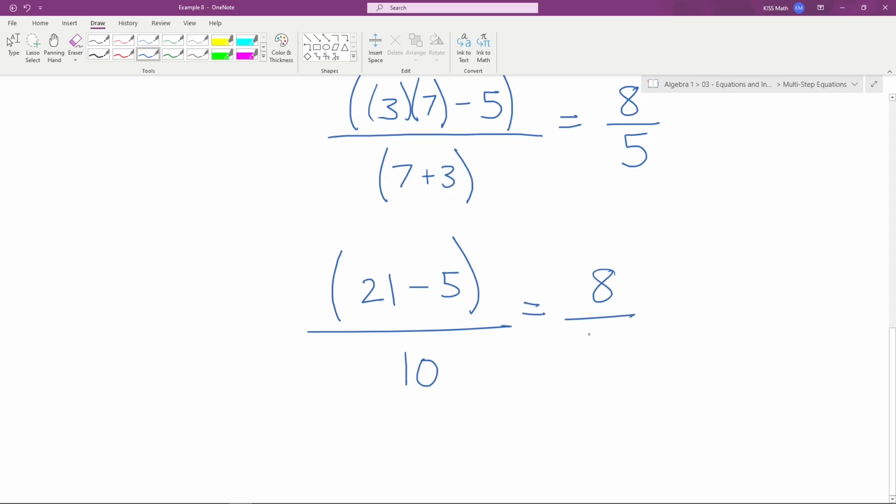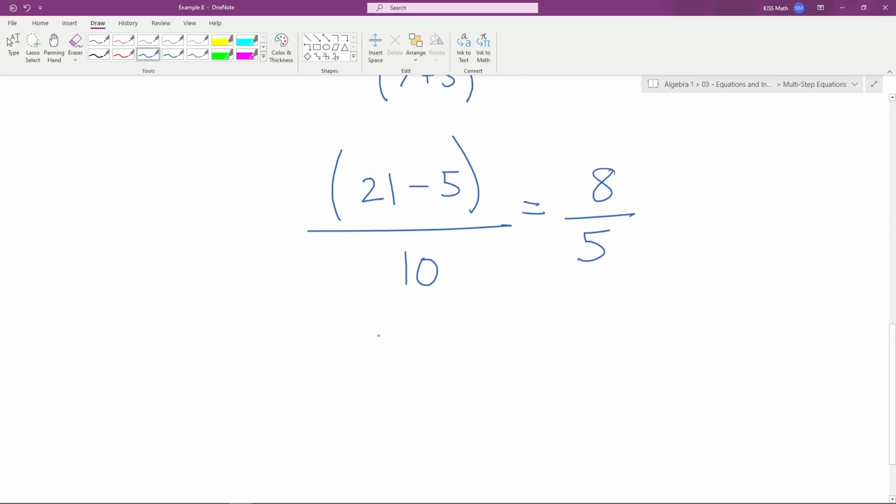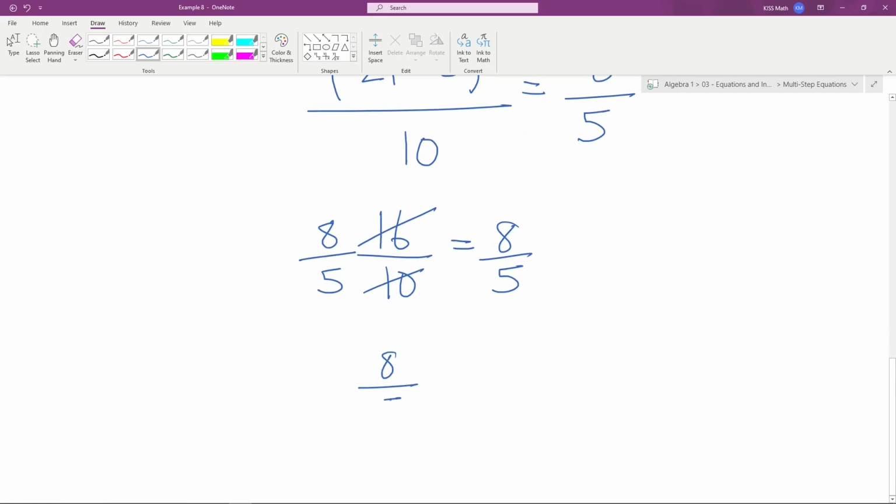Okay, 8 over 5. Not there yet. 21 minus 5. That would be 16. And we still have that over 10 equals 8 over 5. If we reduce this, let's divide this thing by 2 on the top and the bottom. That would be 16 divided by 2 is 8. And 10 divided by 2 is 5. So we do indeed get 8 over 5 equals 8 over 5. And we know our answer is correct.